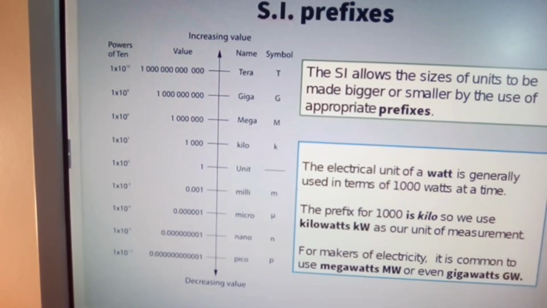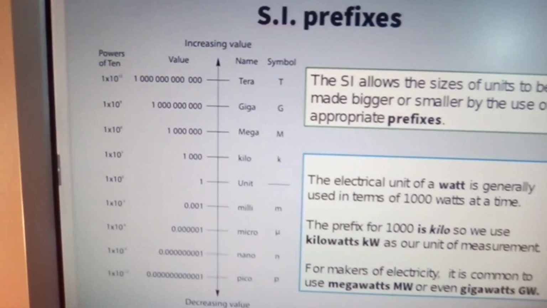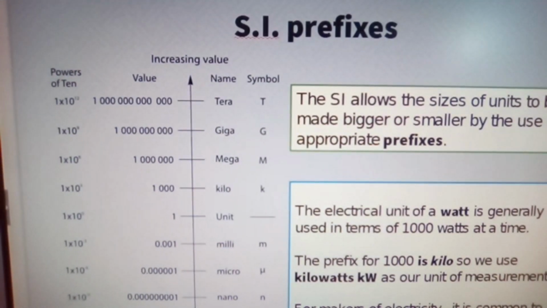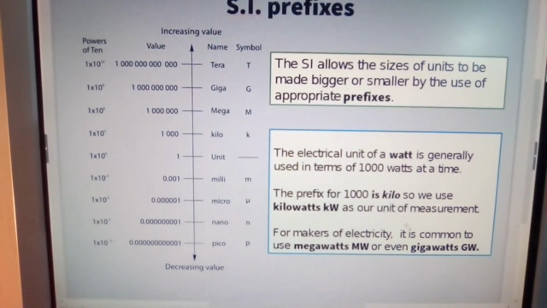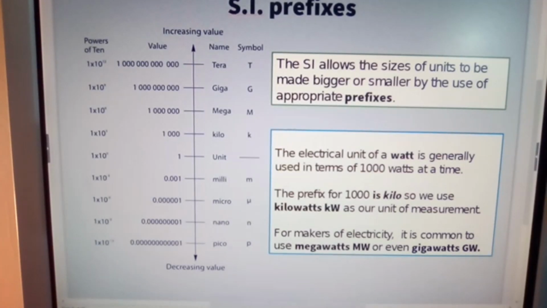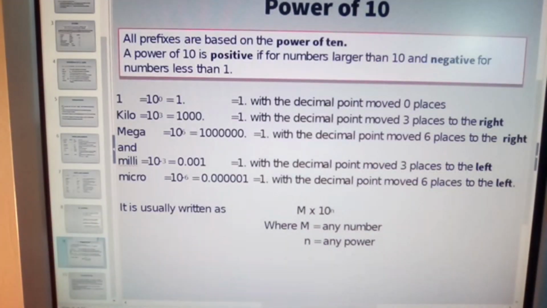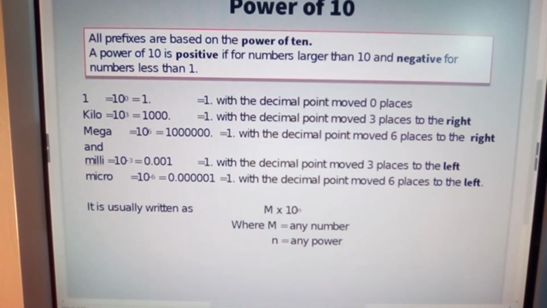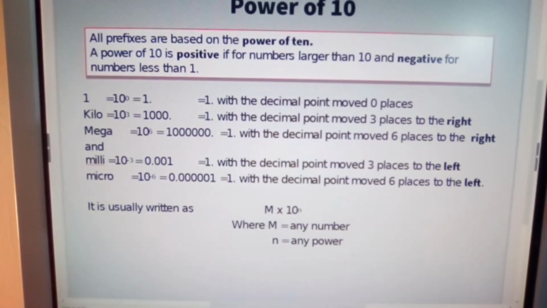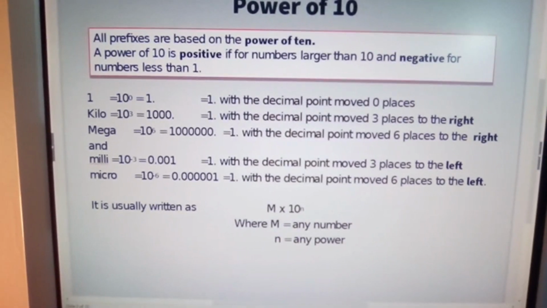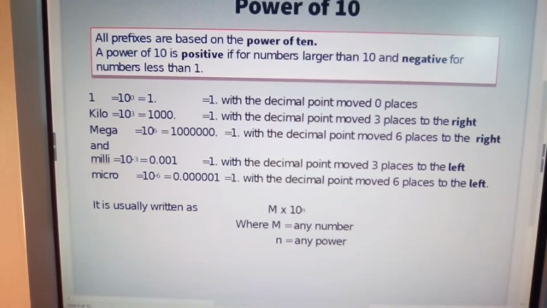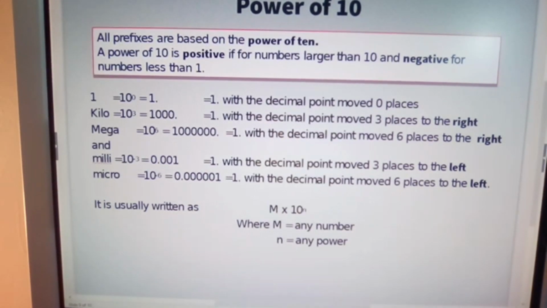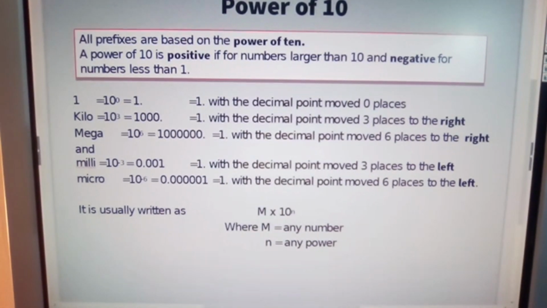There you have your SI prefixes. All prefixes are based on powers of 10. A power of 10 is positive for numbers larger than 10 and negative for numbers less than 1. Kilo is 10 to the 3, mega is 10 to the 6. You can read the rest for yourself.